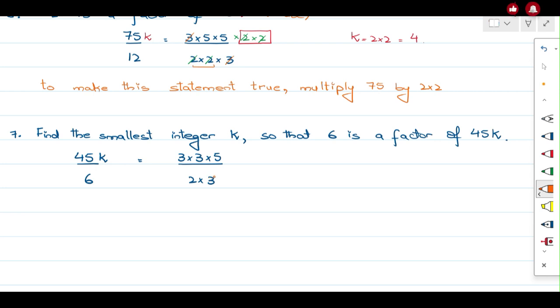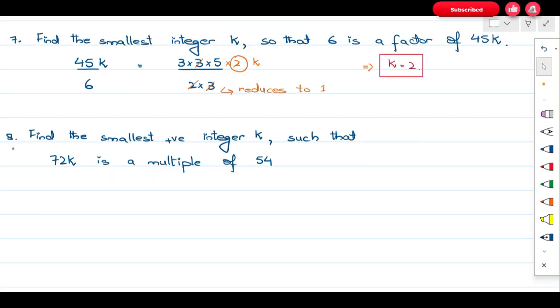So if I cancel this 3 with this 3, we also need to cancel the 2, so we must have a 2 over here to cancel this out, and then the denominator reduces to 1, right? So this is your k value. Now from here we can say the smallest integer k is equal to 2 to make this statement true, that 6 is a factor of 45k. So that smallest integer is 2.